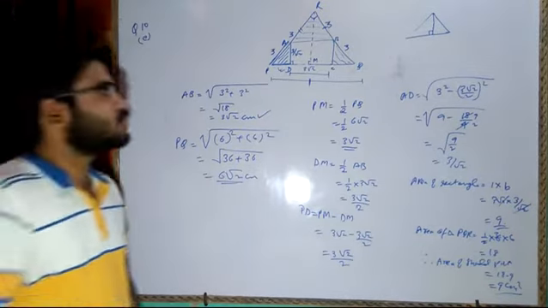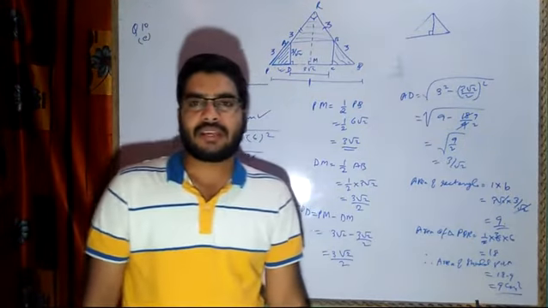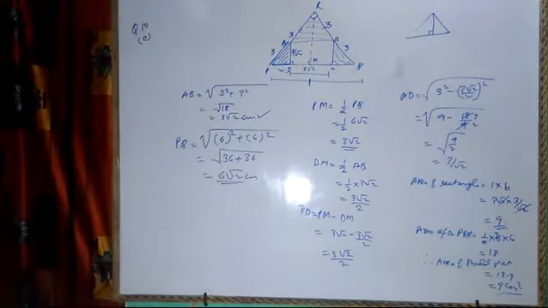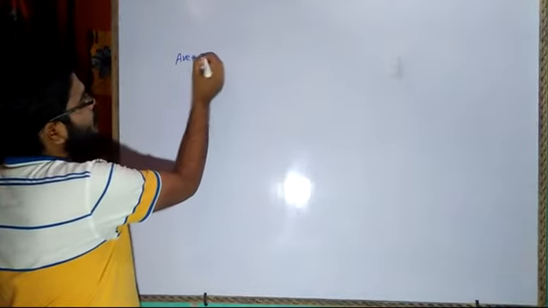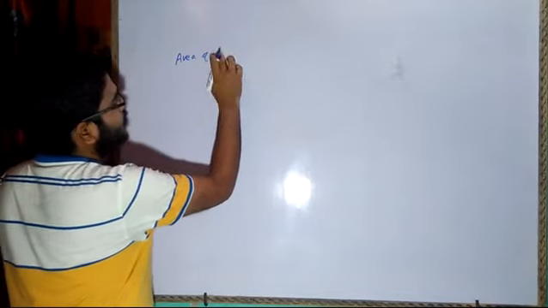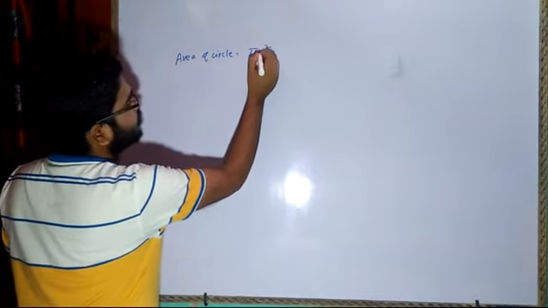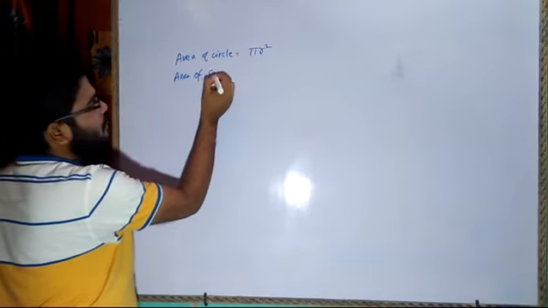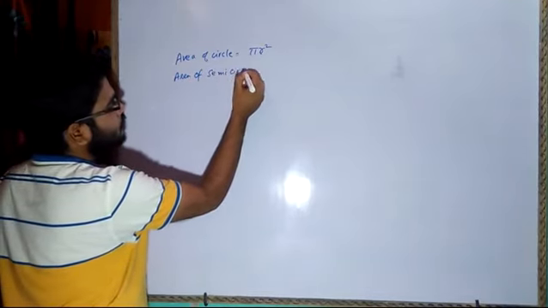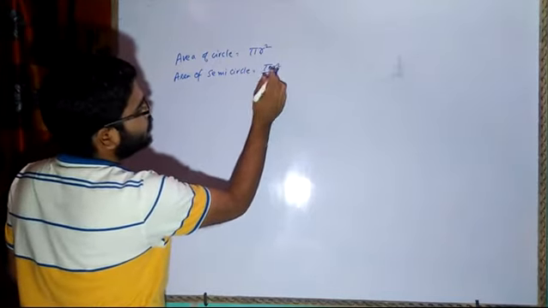Now I will be moving on to the next exercise, that is based upon area of circle, semicircle, and then various other dimensions diagrams like parallelogram, quadrilateral, etc. Now all of you know how to find out the area of circle. So area of circle is equal to pi r square. Area of semicircle is equal to pi r square by 2.